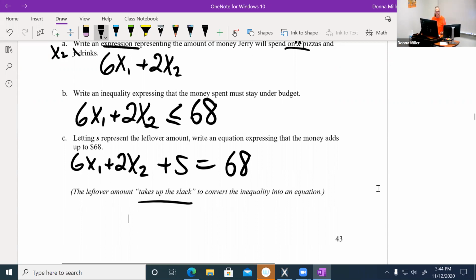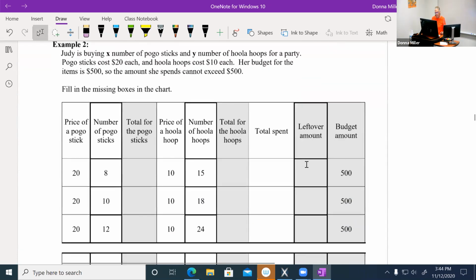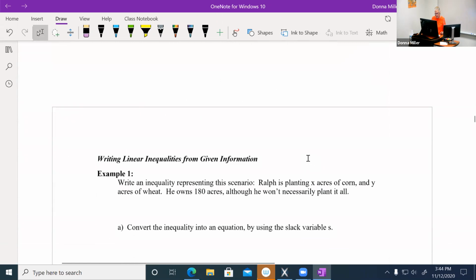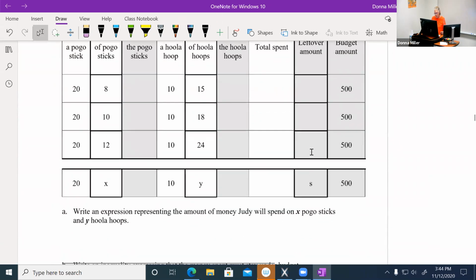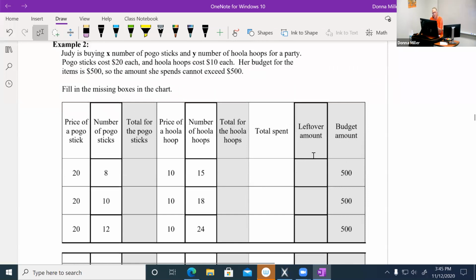All right, you good so far? All right, so we're going to do another one of these, but not all of it. And then I need to get down here. So it says Judy's buying, I'm going to call this X1 just to match what you're going to be doing, X1 number of pogo sticks and X2 number of hula hoops for a party.